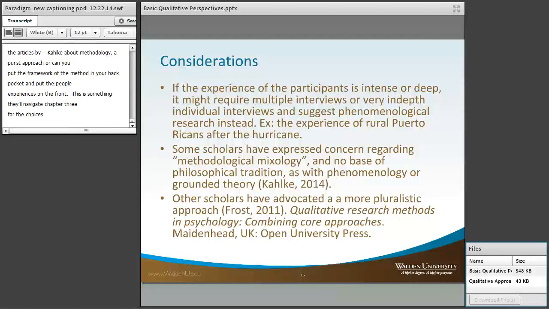And other scholars are advocating pluralistic approaches, which is, let's be realistic to the needs of the world. Let's not pick an approach because we think it's beautiful and it's an elegant design, but let's find an approach that helps us understand the problem and the setting that we're trying to address.